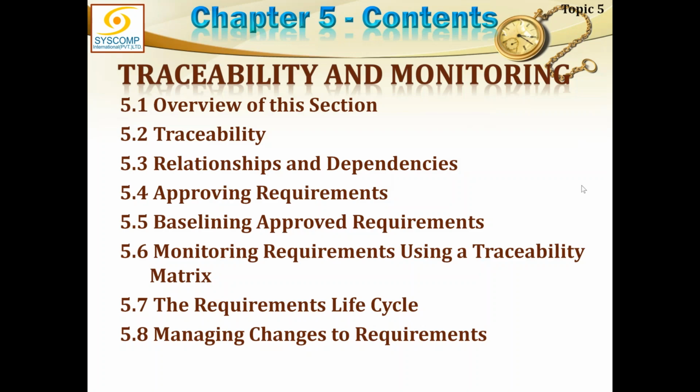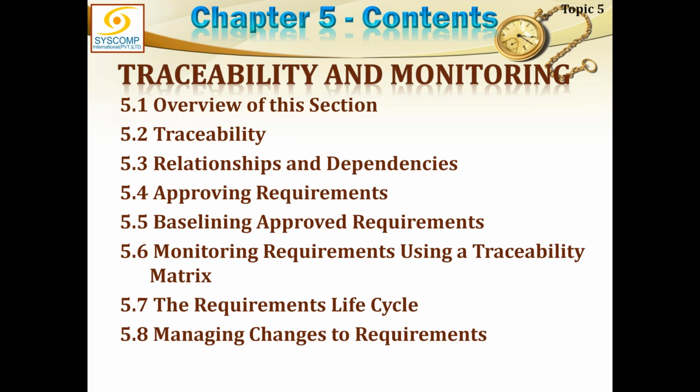Right, today we are starting with the fifth chapter, that is traceability and monitoring. This includes the overview of this section, then traceability itself, relationships and dependencies, approving requirements, baselining approved requirements, monitoring requirements using a traceability matrix, and requirement life cycle. And lastly, managing changes to the requirements.